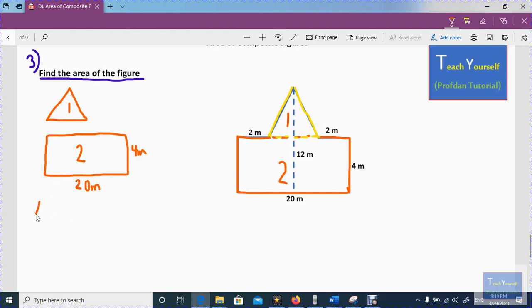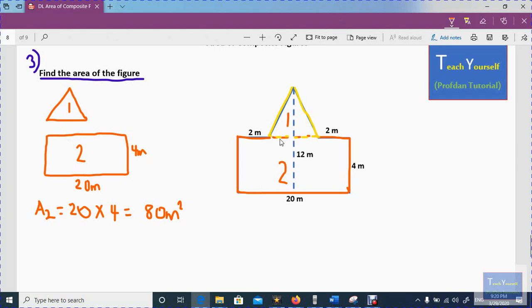So let's find the area of the rectangular part, which is A2. The length, which is 20, times the width, which is 4, gives 80 meters squared.